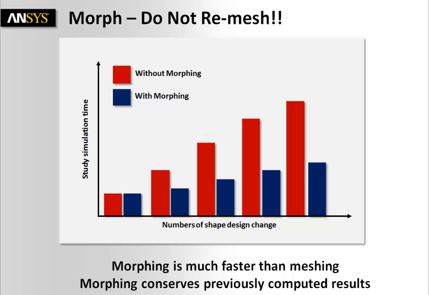But also, because you already have results probably from a previous simulation, and because you only morph the mesh, all the results are still there and you can restart your simulation right away and your convergence will be much faster. So that's why, as you increase the number of design changes, the output you get with morphing goes up exponentially while the time goes up linearly.